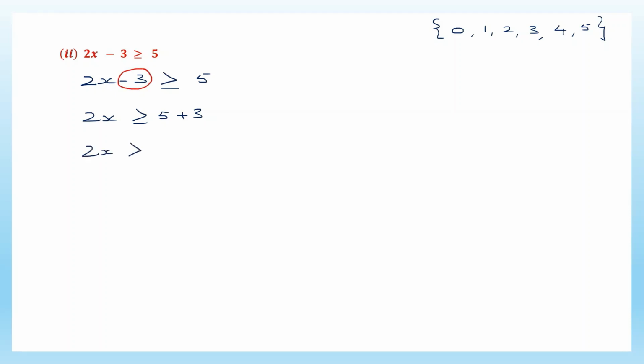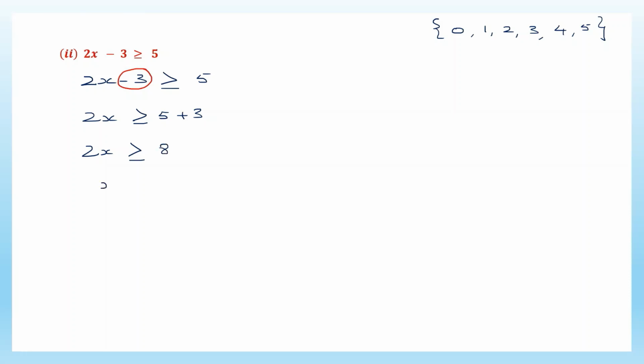Question 2. So here we have 2x minus 3 is greater than or equal to 5. So first let's solve this. Let's find the value of x here. So I'll write down the question. 2x minus 3 is greater than or equal to 5. So 2x is greater than or equal to 5 plus 3, because I have transposed minus 3 to the right hand side. It has become plus 3. So 2x is greater than or equal to 5 plus 3 is 8.